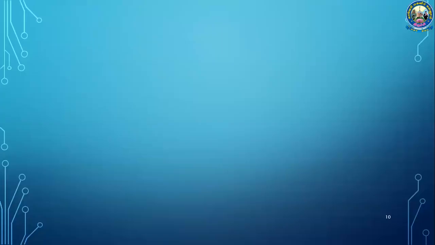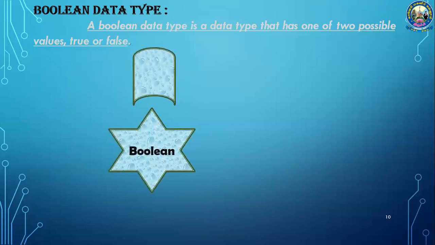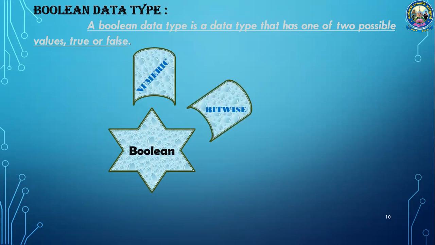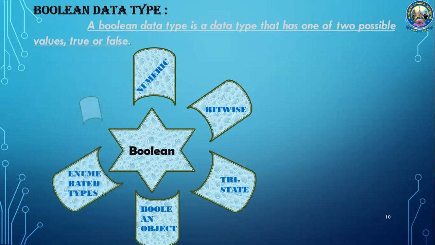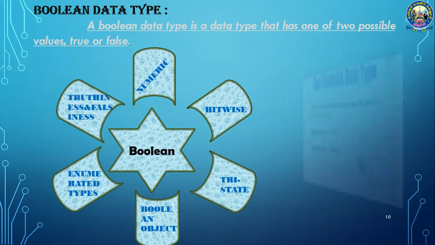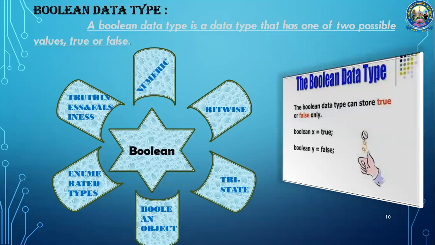The next data type is the Boolean data type. A Boolean data type, often referred to as a bool, is a data type in computer programming that represents two possible values, that is, true or false. Booleans are commonly used for logical operations and conditional statements. They are fundamental for making decisions in programs and controlling the flow of code. In many programming languages, the values true and false are keywords that represent the Boolean data type.